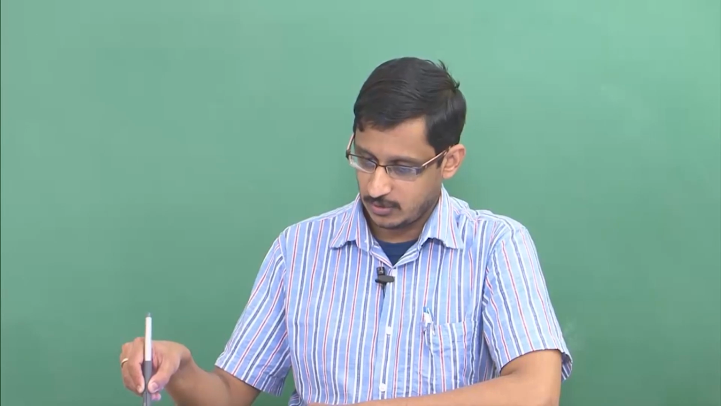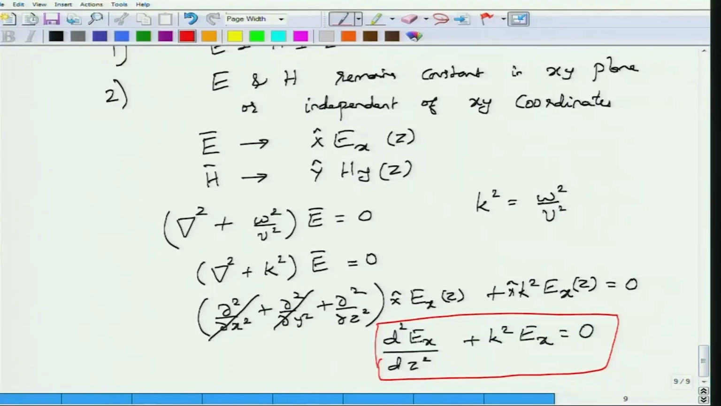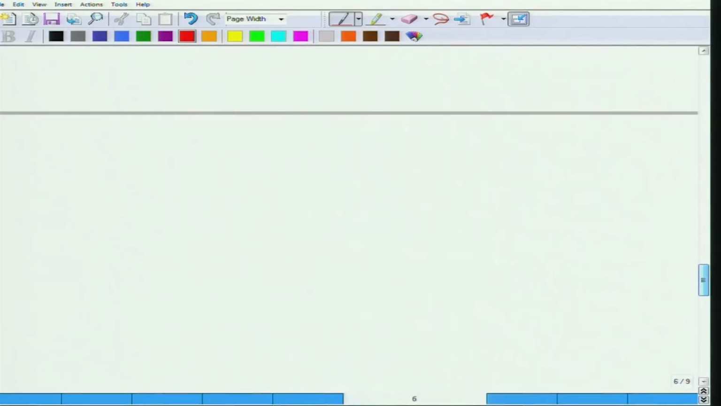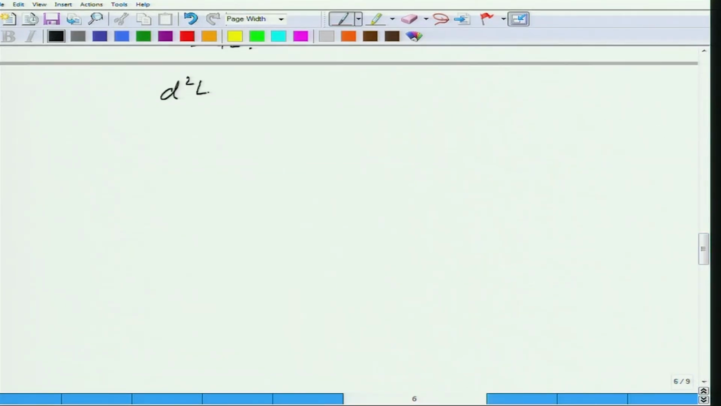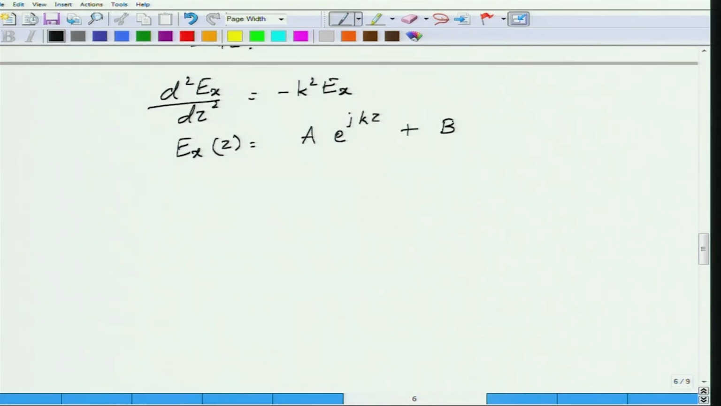So the solution that we were looking for was for this equation, d square Ex by dz square plus k square Ex equal to 0. The solution of that equation is, we have d square Ex by dz square is equal to minus k square Ex, correct. The solution for this would be Ex of z is equal to some constant a e to the power jkz plus some constant b e to the power minus jkz.